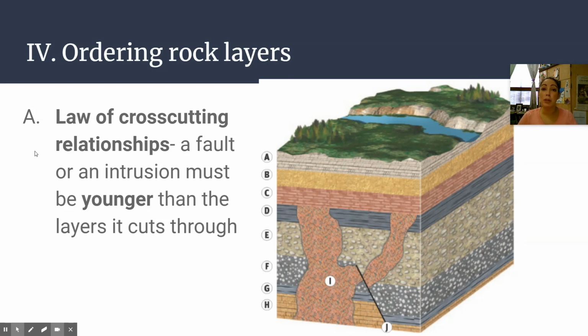And the guy from the Bozeman Science video went over that too. Those rock layers had to be there first, and then they broke at a fault line, or the rock layers had to be there first, and then that igneous intrusion had to happen, cutting through it. So a fault or an intrusion has to be younger than the layers that it cuts through. That's one piece of the puzzle.